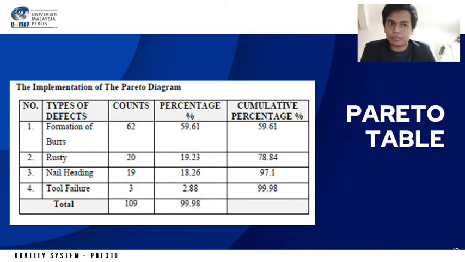From the result that we obtain using Minitab software and the type of defect is using cause and effect diagram, so we can arrange which is the most type that occur.